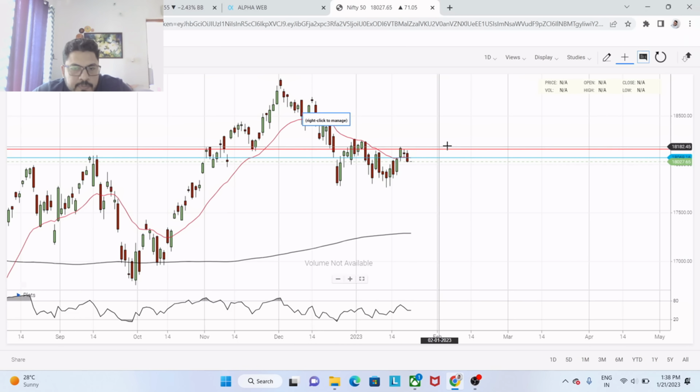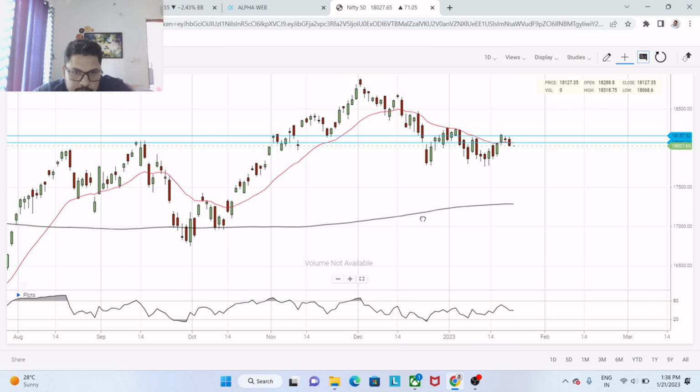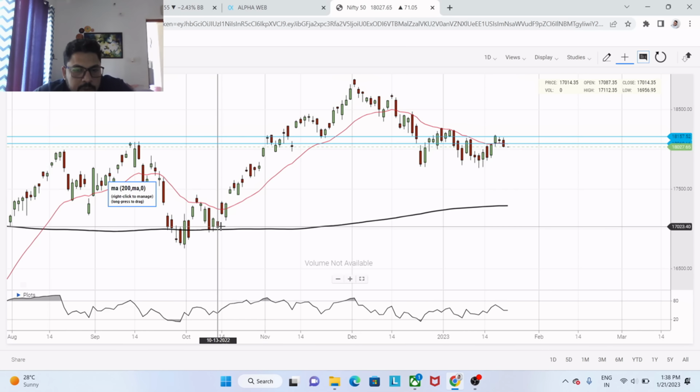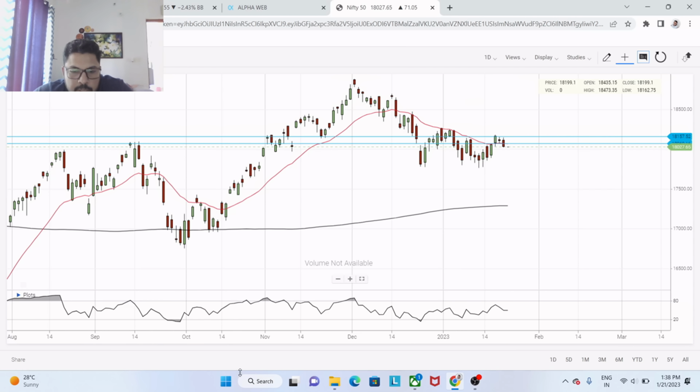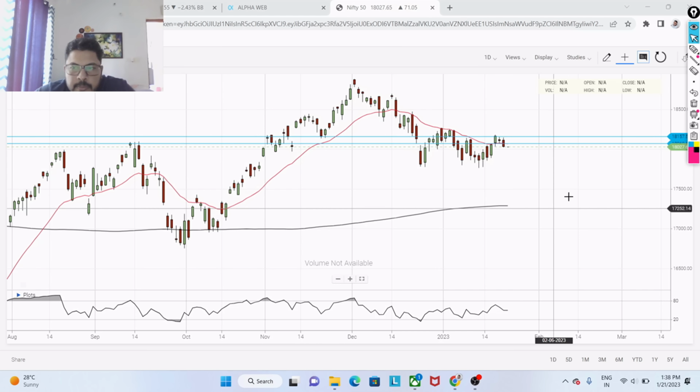So let's first do an analysis on Nifty and try to understand what it is trying to tell us using basic indicators or basic moving averages. So let me just open up the chart. This is our 20 period moving average and this is our 200 period moving average. These are the key moving averages which you can apply on any time frame, and they will give you some understanding of the chart and where the price is moving.